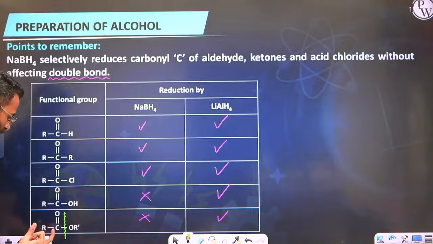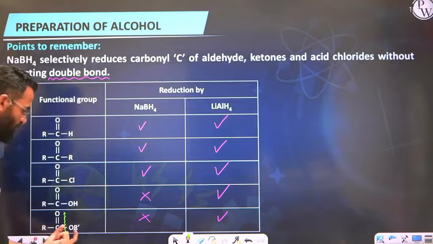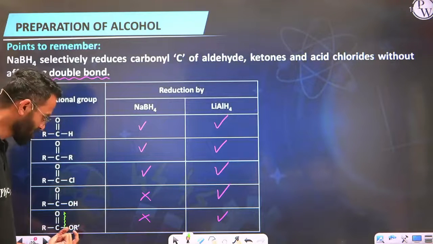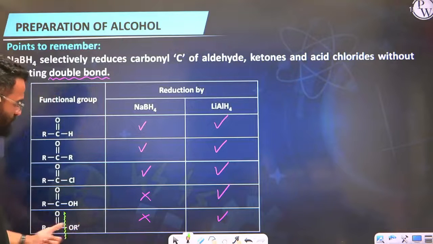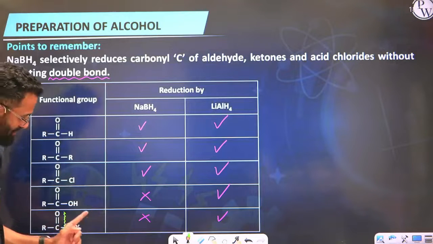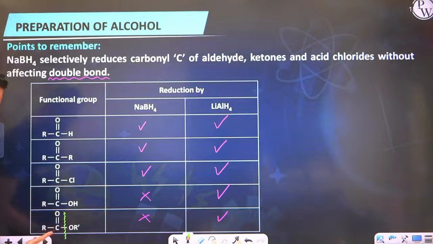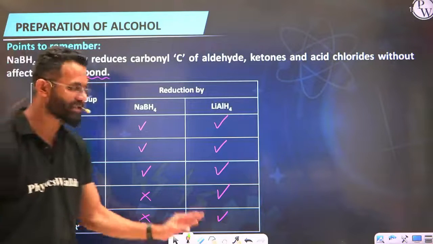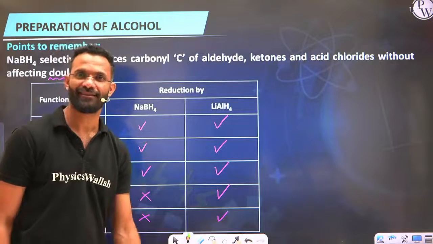So you'll get one alcohol with respect to RC double bond O and one more alcohol with respect to R dash O. So the two alcohols obtained by reducing an ester with lithium aluminium hydride are RCH2OH and R dash OH. Those two are going to be the products of the reduction of ester with lithium aluminium hydride.